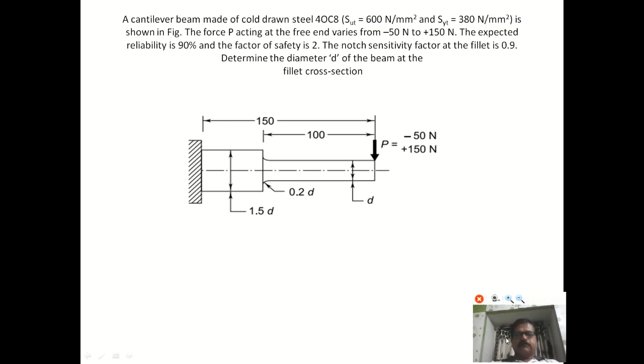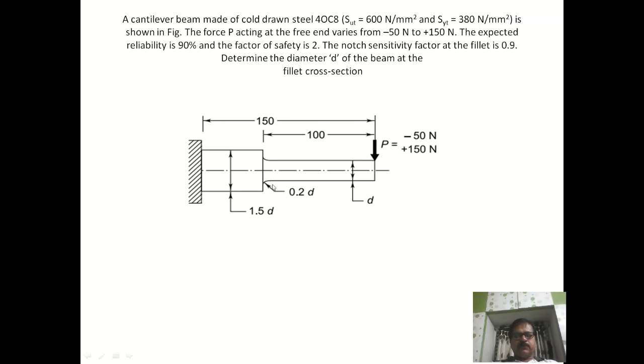Let us take an example. A cantilever beam made of cold drawn steel 40C8. SUT, the ultimate strength, is 600 Newton per mm square and SYT, the yield point, is 380, as shown in the figure. A force P is acting at the free end, which is varying from minus 50 to plus 150. The expected reliability is 90% and the factor of safety is 2. The notch sensitivity factor at the fillet is 0.9. Determine the diameter of the beam at the fillet section.